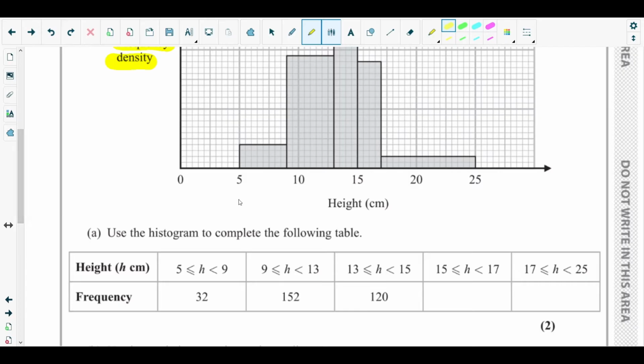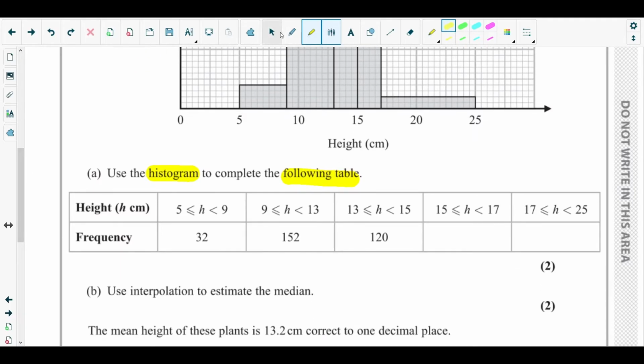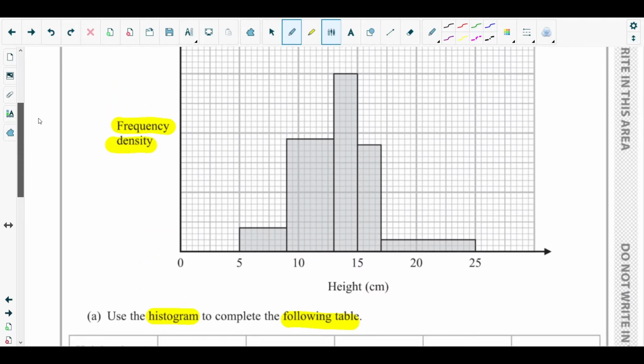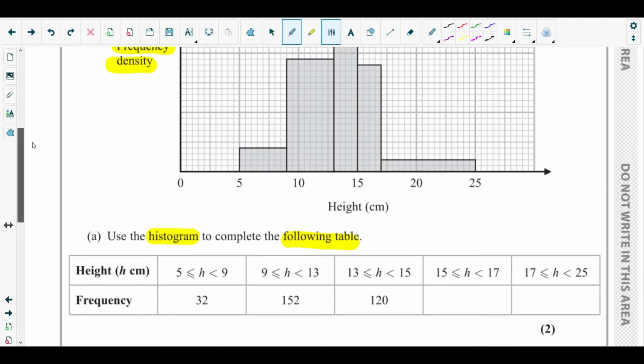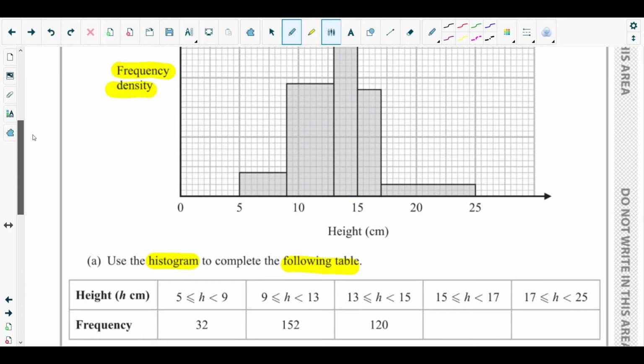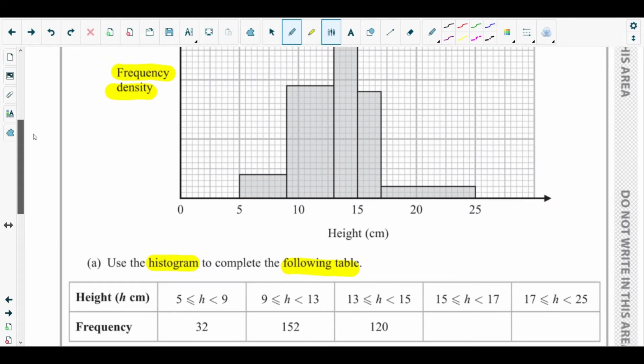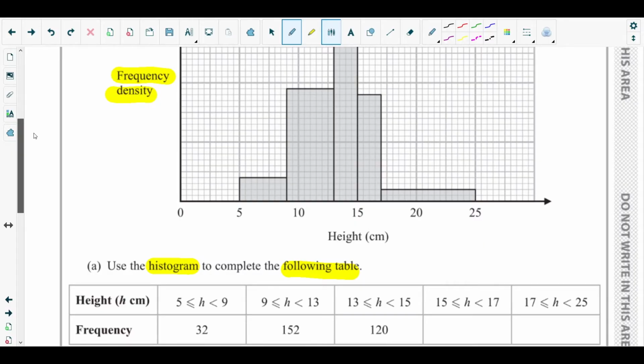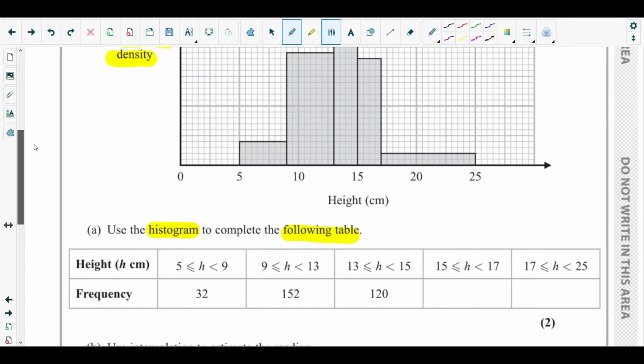In part A, they're asking us to use the histogram to complete the following table. There is something missing there, this one and that one. So we need to find the frequencies for these two classes. In order to find the frequency, what do we need? The area. We know that in a histogram, the area of the bars is proportional to the frequency.